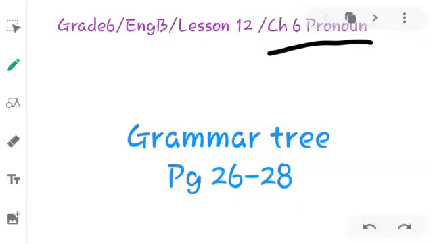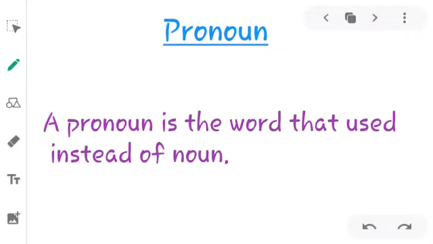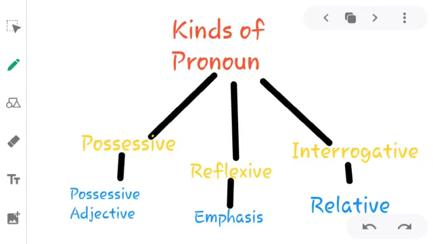Today we are going to revise chapter number 6, pronoun of Grammar Tree, page number 26 to 28. So we had already discussed the definition of pronoun, that is a word that is used instead of a noun. So basically a pronoun replaces the noun. We had discussed some kinds of pronouns in the previous video.